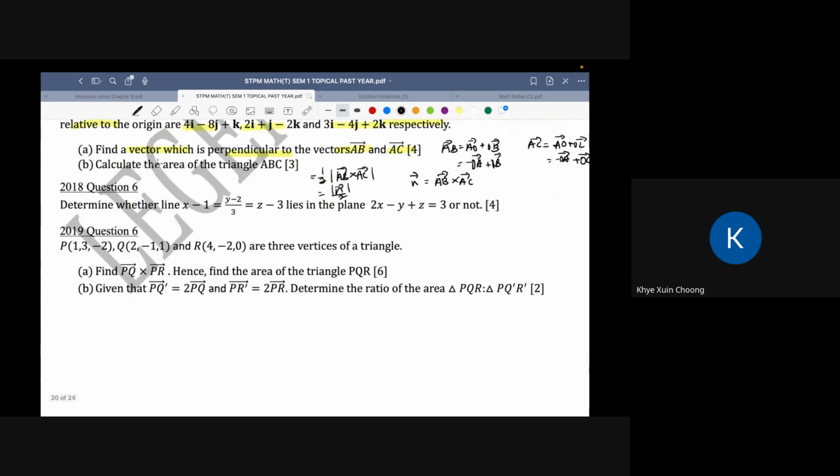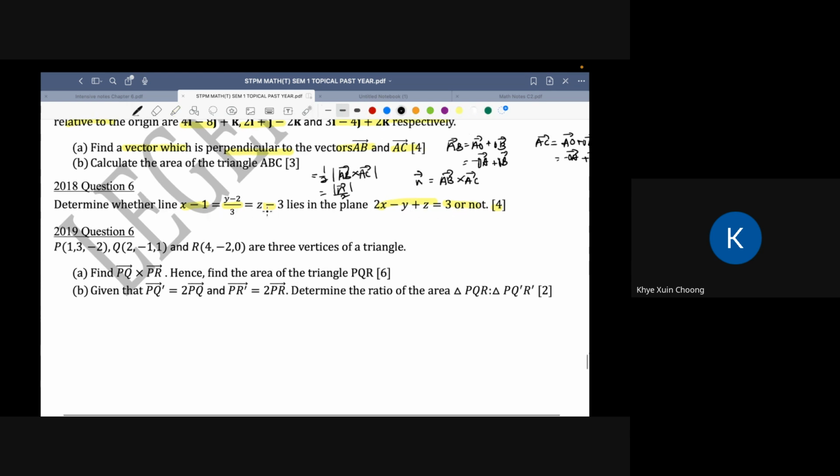Okay, 2018. Determine whether the line, this one, lies on the plane, this one, or not. 4 marks only. So how to determine whether a line lies on the plane? If you want to show that a line lies on the plane, you need to show that when you sub the x, y, z of the line into the plane, the left hand side equals the right hand side. So this one is a bit trickier.